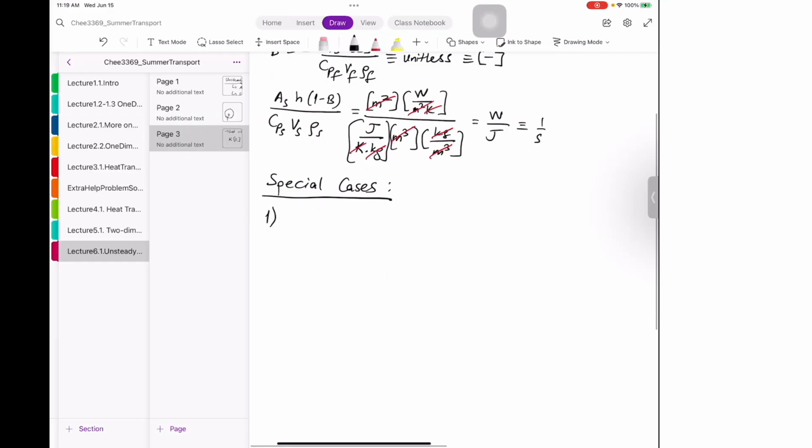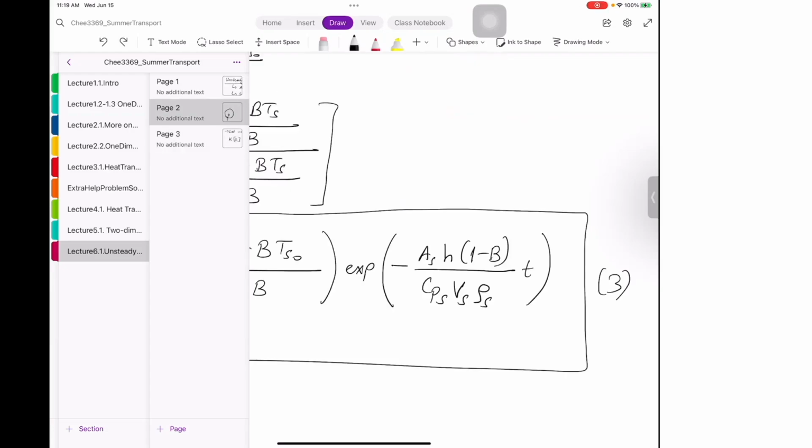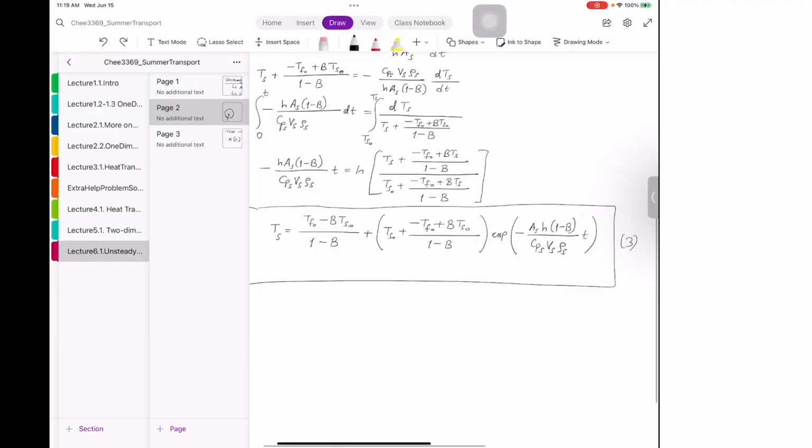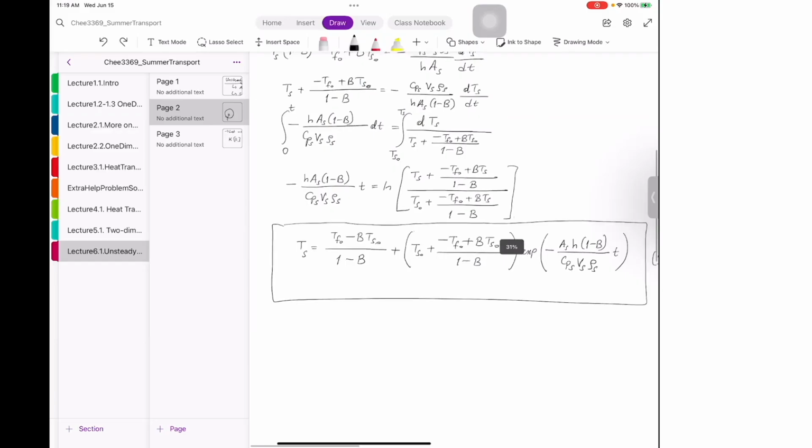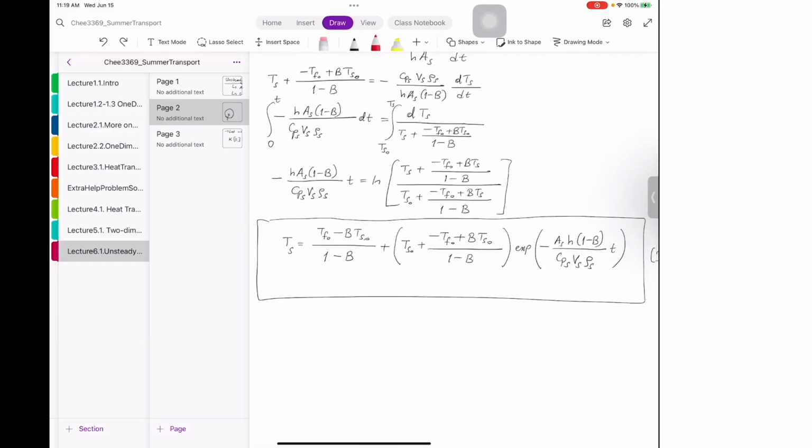Let's check what is the temperature at t equal to 0. Initially, when time is equal to 0, what's the temperature? Let's have a look at this equation again. As you can see, if you plug in time equal to 0 here, then this becomes 0. This entire thing becomes 1, right? So you just get this quantity, right?